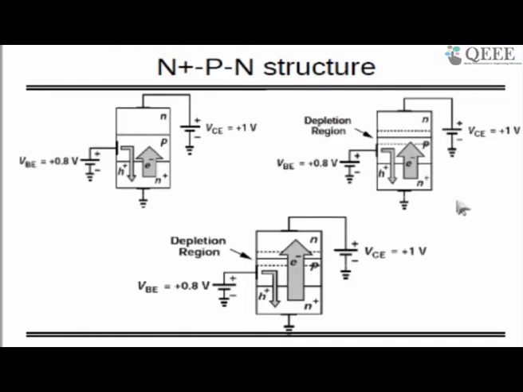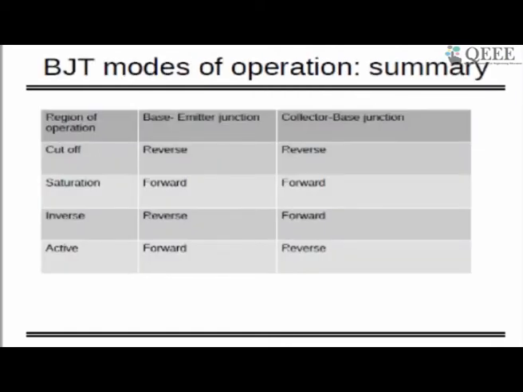Okay, so this is the same pictorial view at a different time. If it is t equal to 0, then this is t equal to 0 plus, and this is happening at t equal to 0 plus time, where this N plus PN structure gives you amplification. So let's summarize what we learned from the basic modes of operation. We have four different regions of operation: cutoff, saturation, inverse, and active. And we know how these junctions are being formed, reverse or forward, depending on the voltage you are connecting.